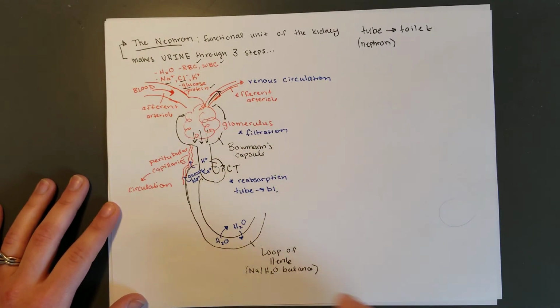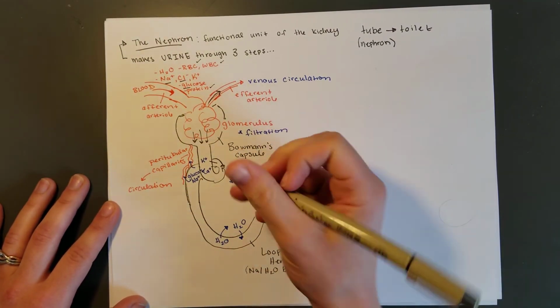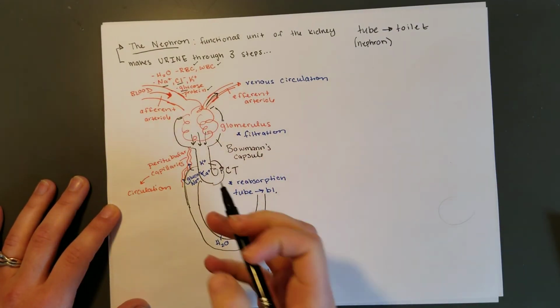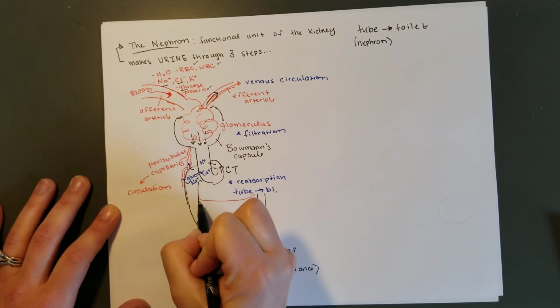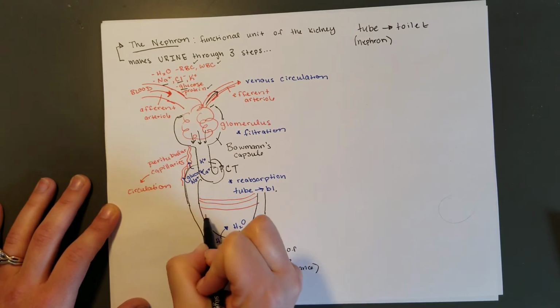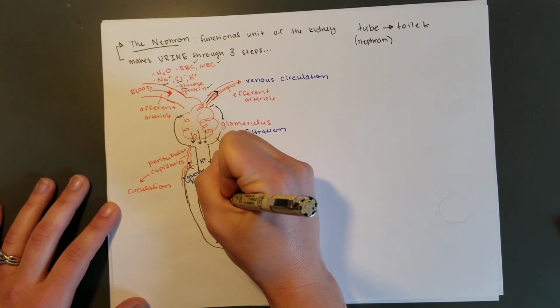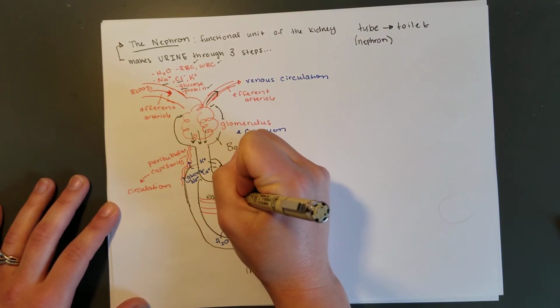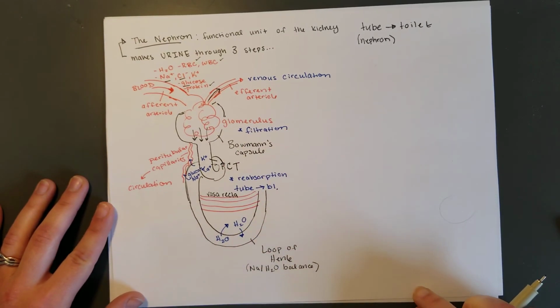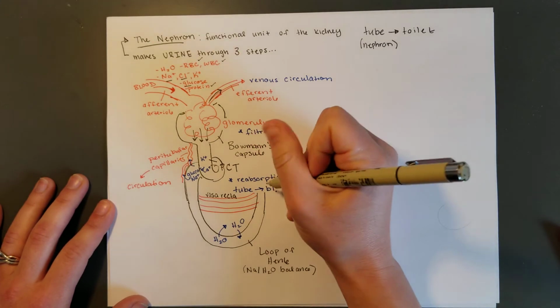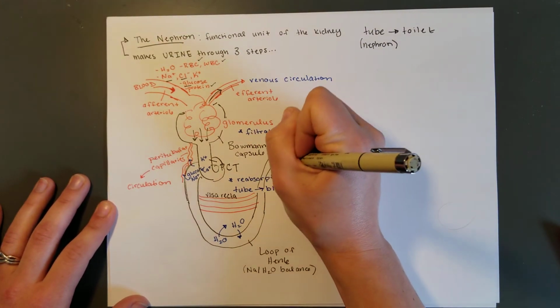Because remember, water is going to follow sodium. Okay? Following this loop of Henle, we have another capillary network that's called the vasa recta. So it kind of looks like a garland. You can see it in the model pictures that we posted. But that is called vasa recta. And again, it's just capillaries that are surrounding this loop of Henle.